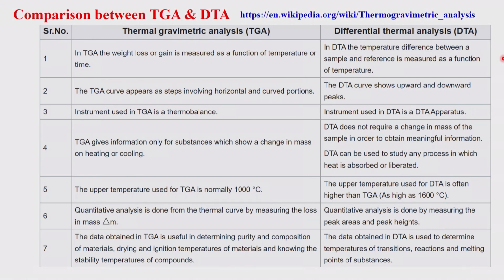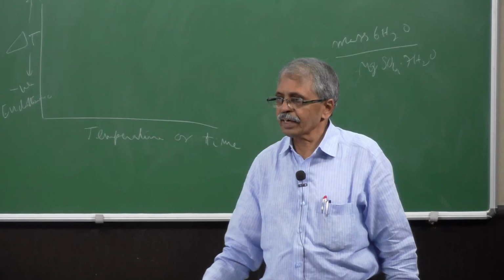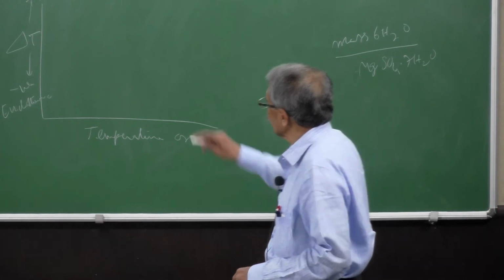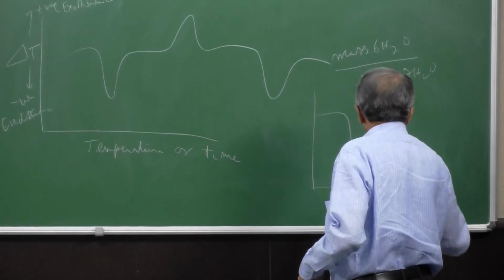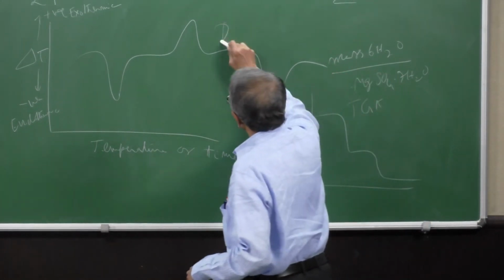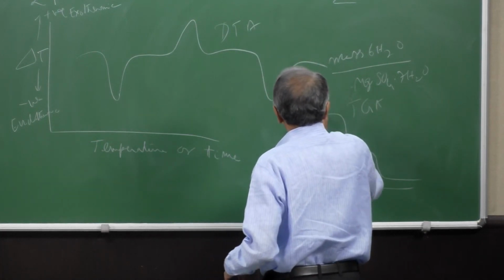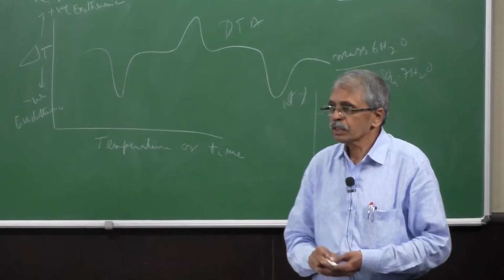So we have looked at the two techniques, TGA and DTA, and I have put down something taken from one of the sources I have given you: the differences between them. In the TGA, the weight loss is a function of temperature or time, and in the DTA, the temperature difference. You see horizontal kind of features in one, and upward and downward kind of features in the other. This is for the TGA curve, this is for the DTA, this is the weight percent, and this is the temperature.